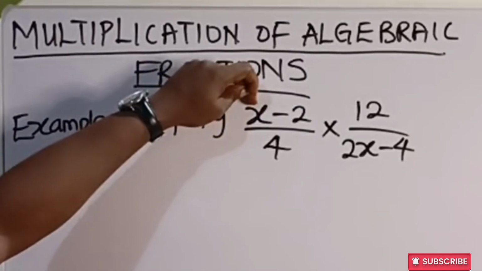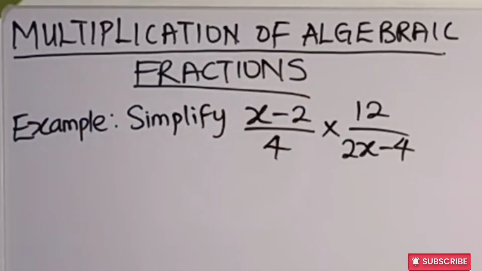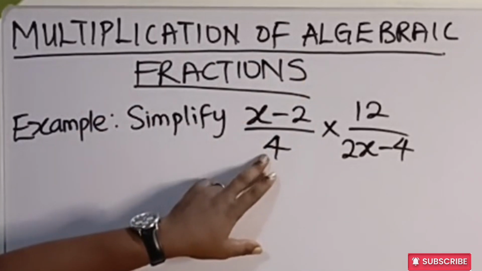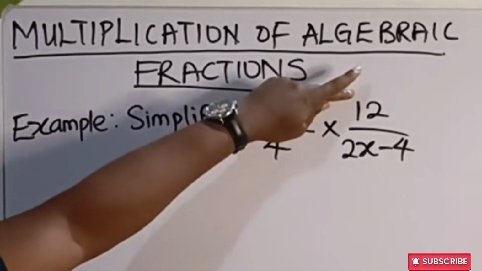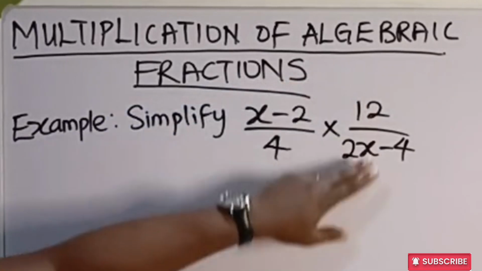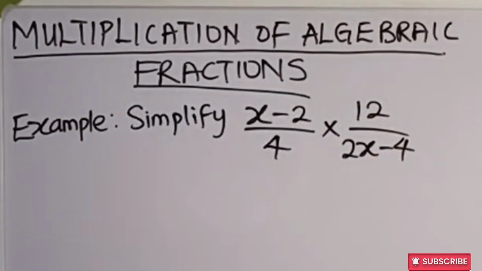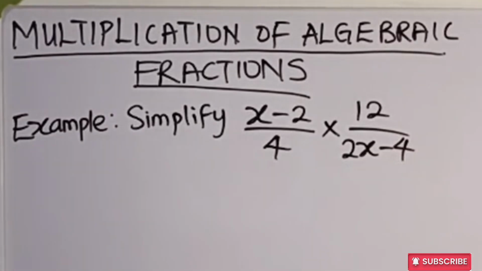Between this term x and this term minus 2, there's nothing common, so you cannot factorize. Over here, this denominator, you cannot factorize because it contains a constant, 4. Here we have 12, so we cannot factorize. Over here, we have 2x minus 4. Do we have something that we can factorize? Yes. Between 2x and 4, 2 is common. So we can start by factorizing that.